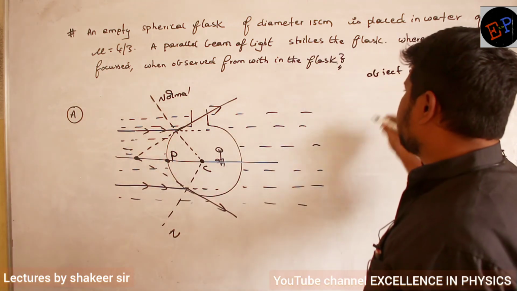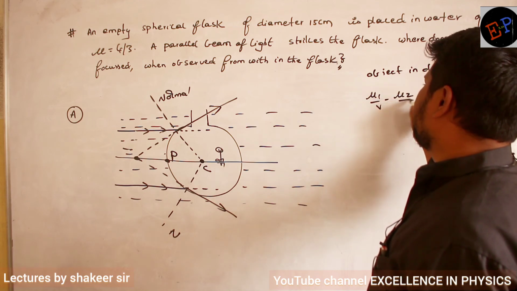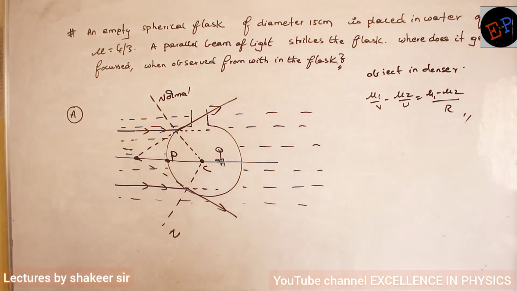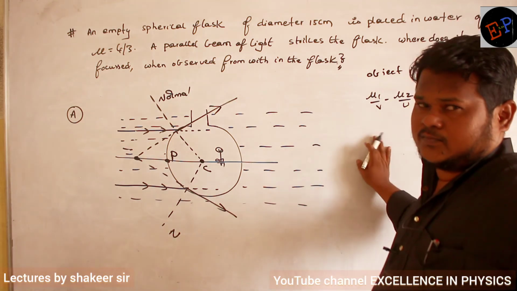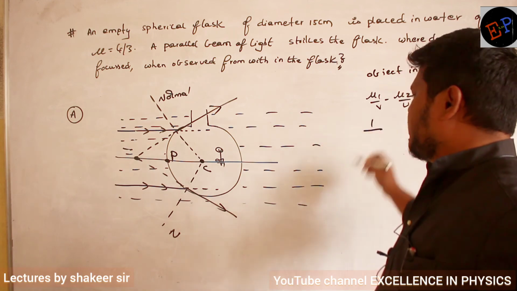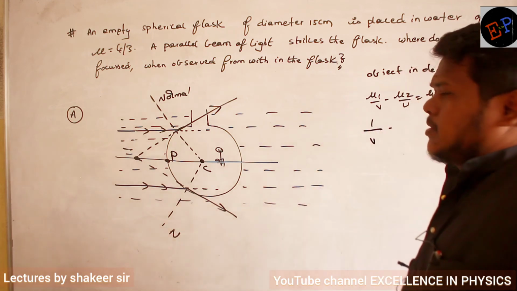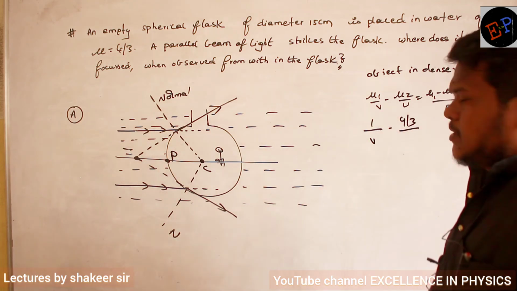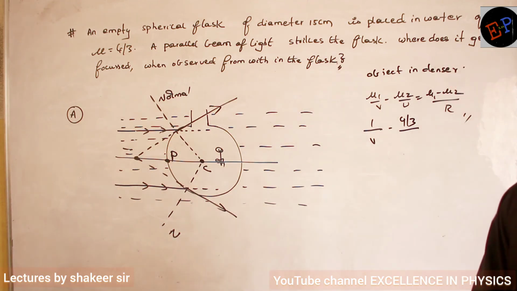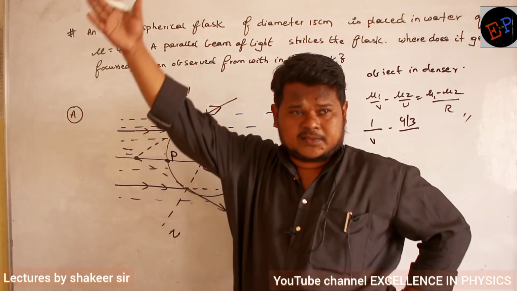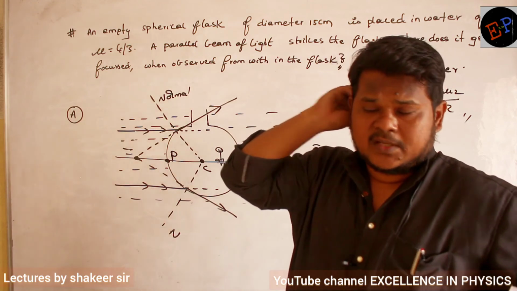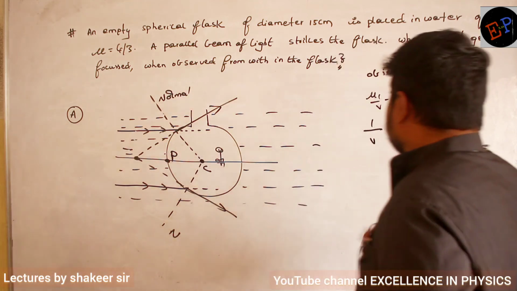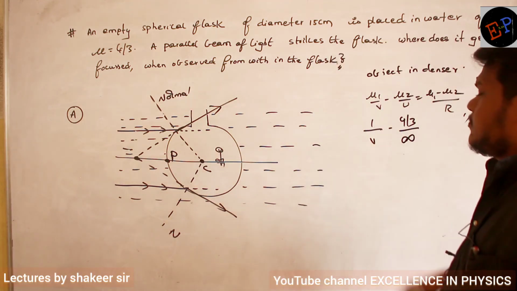So therefore what is the equation? mu1 by v minus mu2 divided by u is equal to mu1 minus mu2 divided by r. That is our equation. Mu1 is always the rarer medium. What is the refractive index of air? 1. V is the image distance, I don't know. Mu2 is the refractive index of water, 4/3. Next, u means object distance. Where is the object? Object should have been at infinity. Then only light rays can come parallel to the principal axis. So therefore object distance is undefined, infinite.